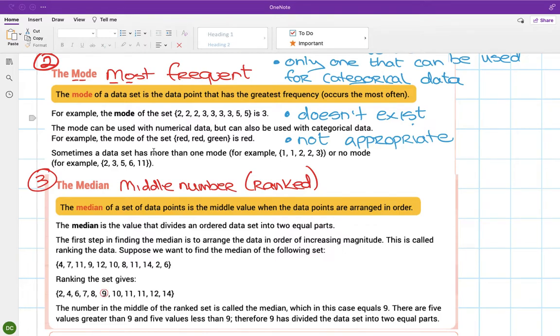Okay, so the median is used instead of the mean when there's an outlier in the data. It is a good measure of center, it's a good average, but it's not better than the mean unless there's an outlier, and then it is better than the mean.